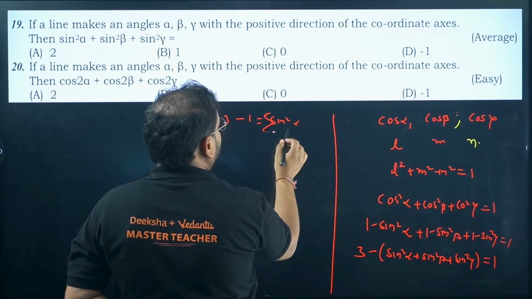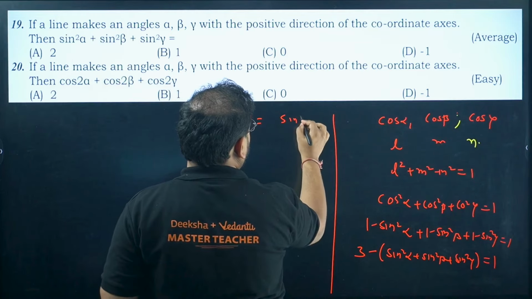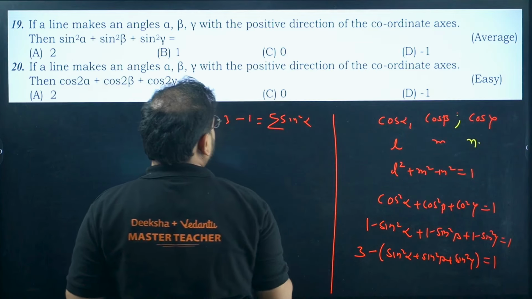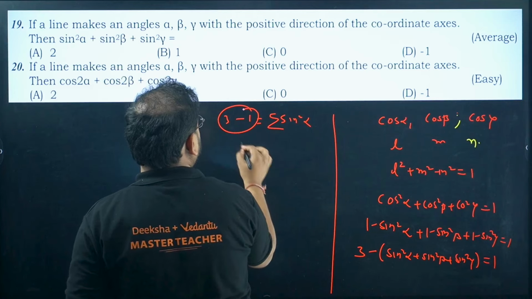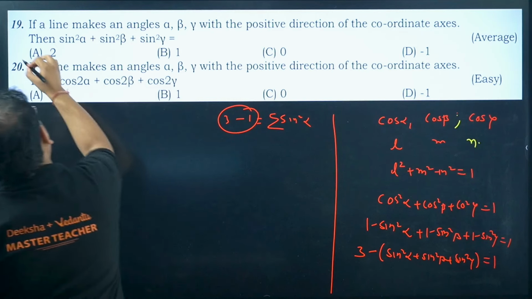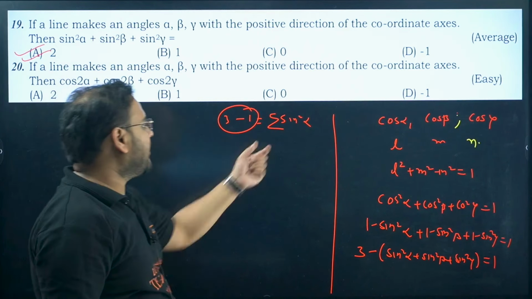Sum of sine square alpha. I'll get this value. Okay, this is coming as what? Coming as 3 minus 1, which is 2. So the answer is option A. I hope you get it.